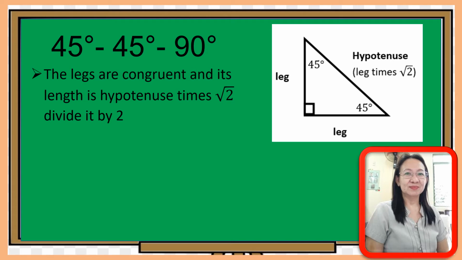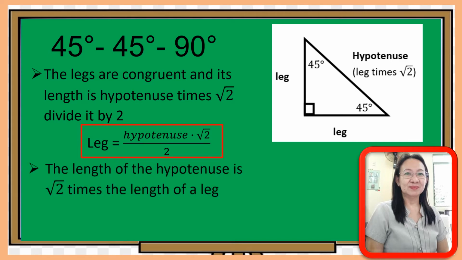So the legs are congruent and its length is hypotenuse times the square root of 2 divided by 2. So we have to use this formula. Now the length of the hypotenuse is square root of 2 times the length of a leg. So this will be the formula to be used.